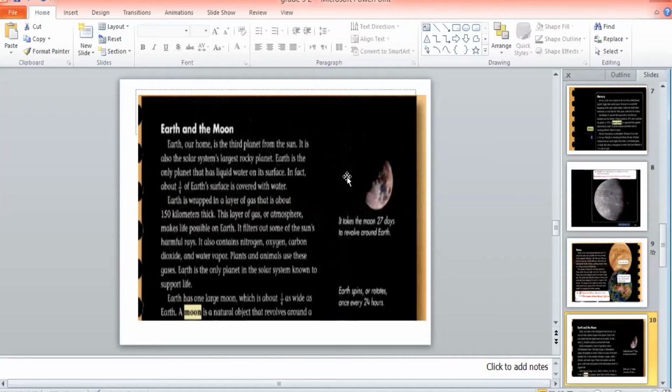Earth has one large moon, which is about 1/4 as wide as Earth. A moon is a natural object. Why do we give it the name moon? Why isn't it a planet?